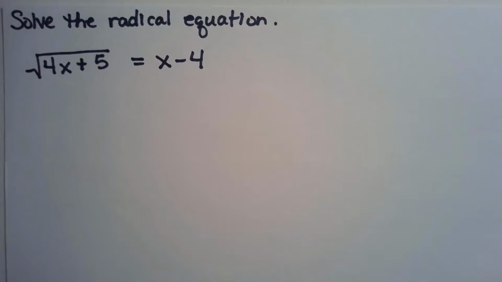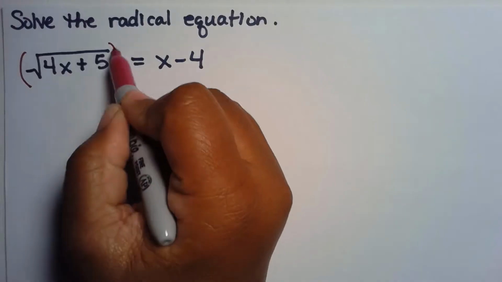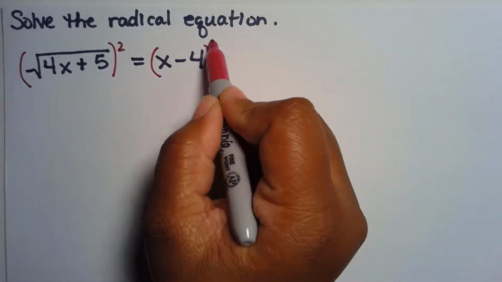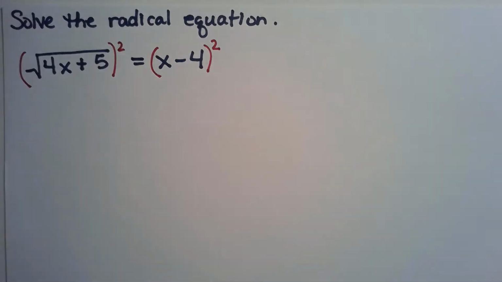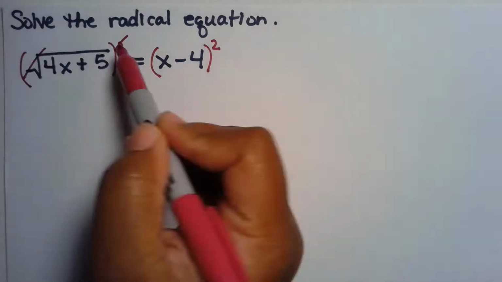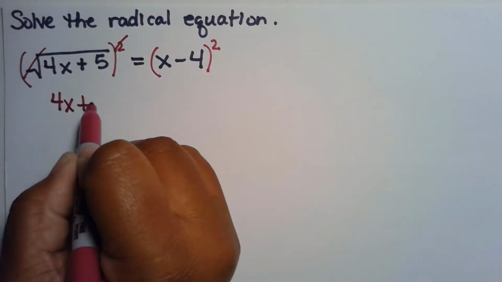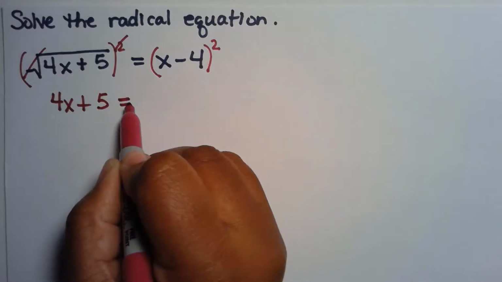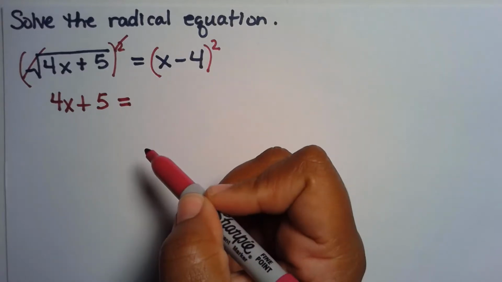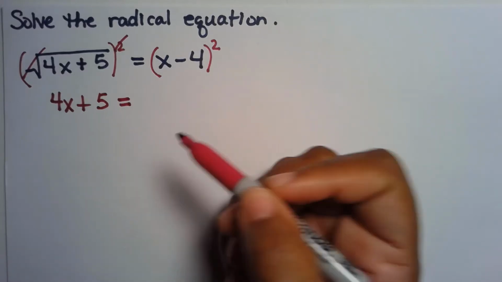So to do so, we're going to raise both sides of the equation to the power of 2. Square both sides. So on the left-hand side, the square root and the exponent of 2 cancel out. We have 4x plus 5. On the right-hand side, we have x minus 4 squared.